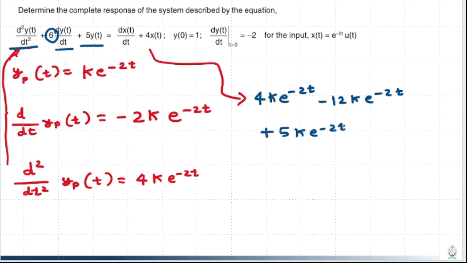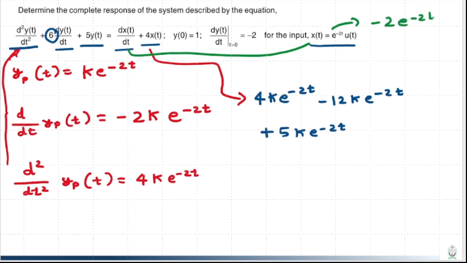On the right side, we have the first derivative of x(t) plus 4 times x(t). The given value of x is e to the power minus 2t. So the first derivative of x(t) is minus 2 e to the power minus 2t. So the right hand side of the equation can be replaced in this way: minus 2 e to the power minus 2t plus 4 e to the power minus 2t.